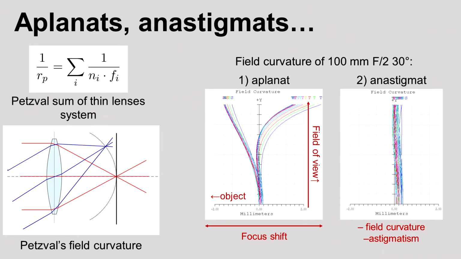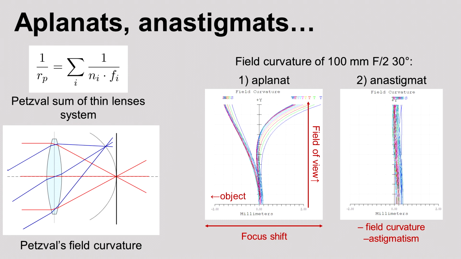So, photographic lenses with field curvature and astigmatism corrected are called aplanats. Field curvature is a kind of aberration when the lens forms the focused image not on a plane but on a spherical surface. The radius of the sphere is named the Petzval radius. It can be calculated from, surprisingly, the Petzval sum.